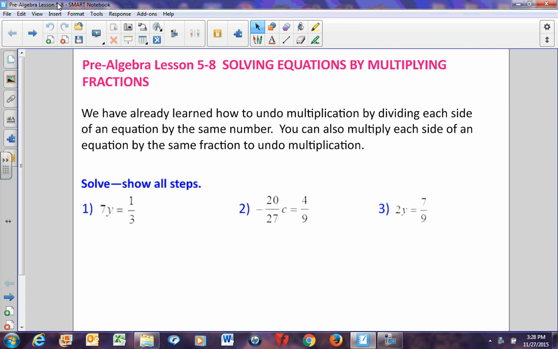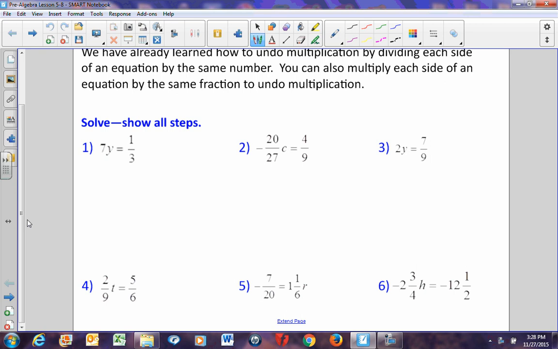For example, if I have this first equation here, 7y equals 1/3. I could divide by 7, but dividing by 7 is the same as multiplying by 1/7. If I have 7y here, if I divided by 7, I'd end up with y. If I have 7y over 1 and I multiply it by 1/7, I still end up with y. So dividing by a number is the same as multiplying by its reciprocal, which is how you solve equations when you're dealing with multiplication.